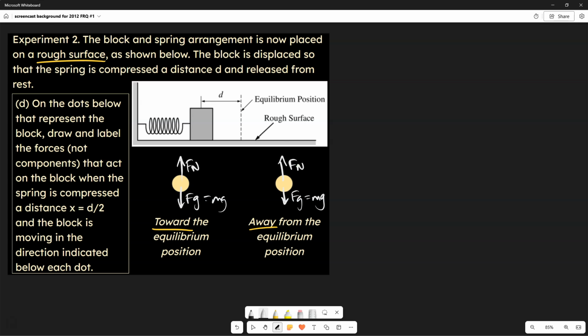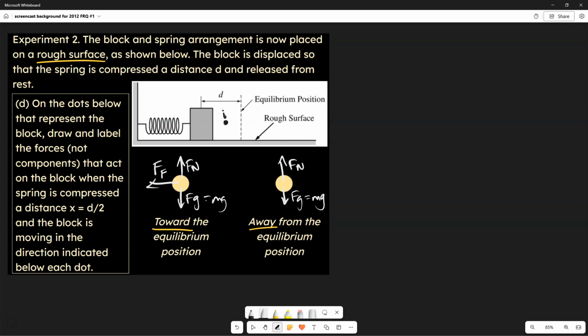Let's think about towards the equilibrium position. If it's moving towards the equilibrium position, first of all, what's the direction of the frictional force? Remember, we're set up to the left, so we're set up like right here. Here is sort of our initial position right here. And if we're moving towards the equilibrium position, then what is the direction of the frictional force going to be? Well, it's going to be to the left.